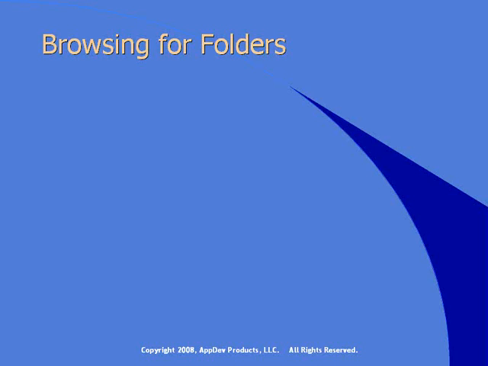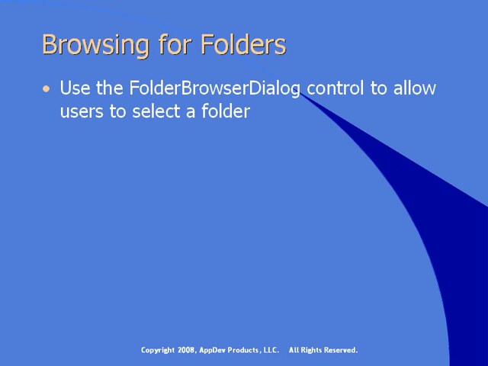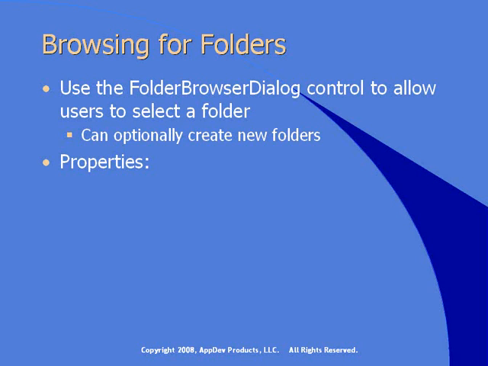Rather than selecting a file, you may need to select a folder. You can use the Folder Browser dialog control to allow users to select a folder, and you can optionally allow them to create new folders. This dialog box and its corresponding class have properties like the description. You can specify a description for your dialog box.